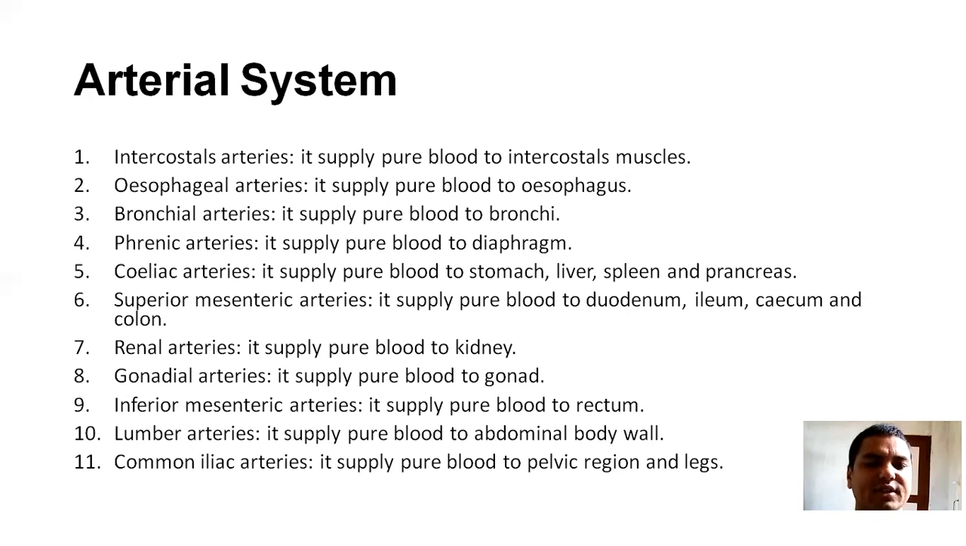Renal arteries supply pure blood to the kidney. Gonadal artery supplies pure blood to the gonads. Inferior mesenteric artery supplies pure blood to the rectum. Lumbar arteries supply pure blood to the abdominal body wall. Common iliac artery supplies pure blood to the pelvic region as well as the legs of the human body.